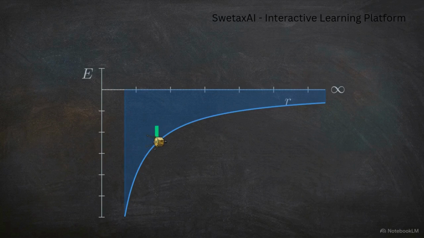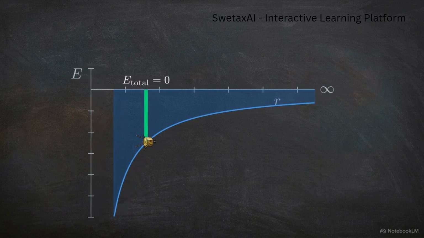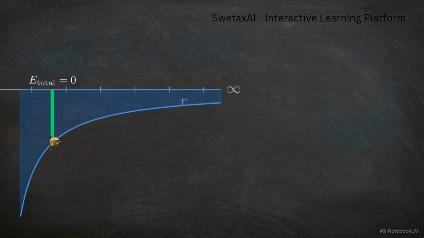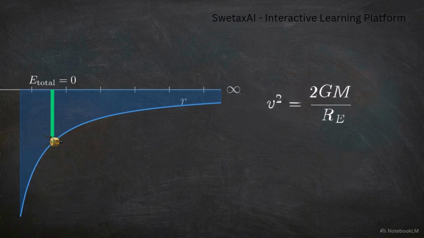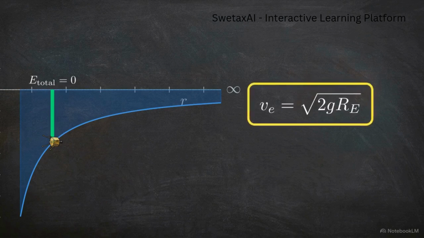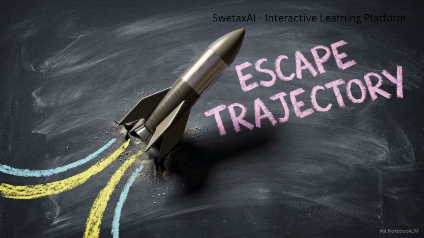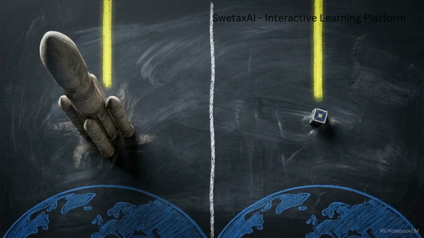By adding positive kinetic energy until it perfectly touches the 0 line, the total system energy becomes exactly 0. We set kinetic plus potential energy to 0 and substitute their formulas. Solving for velocity yields the escape speed equation, the square root of 2 times local gravity times the planetary radius. For Earth, that velocity is approximately 11.2 kilometers per second. It relies solely on the planet's mass and radius. The mass of the escaping object itself is mathematically irrelevant.